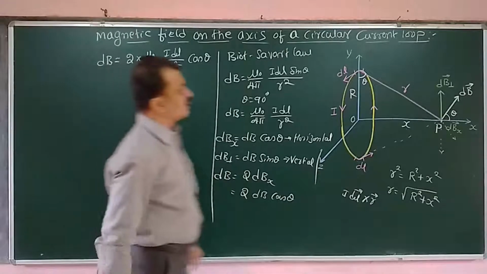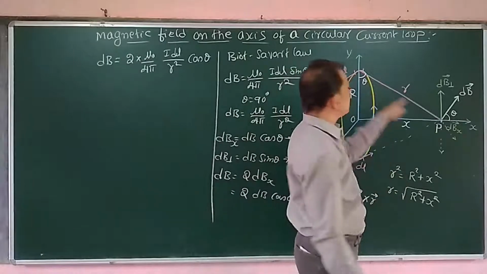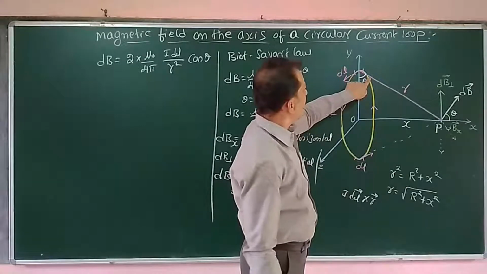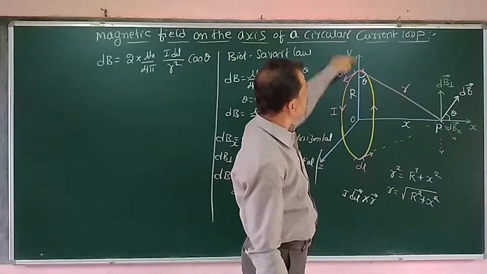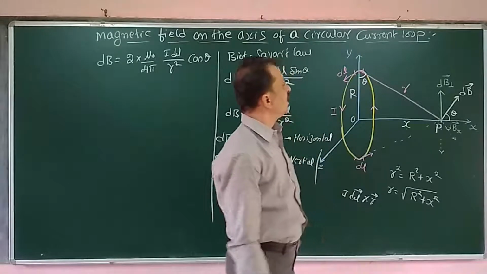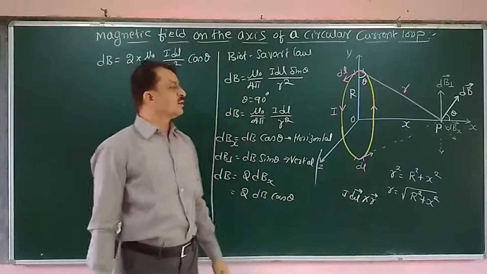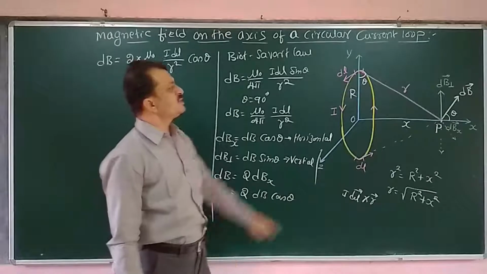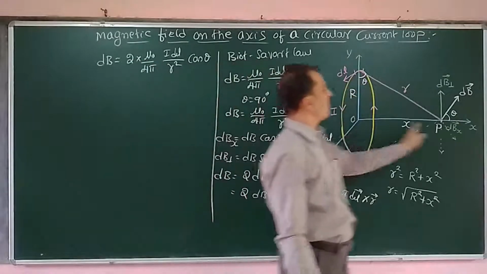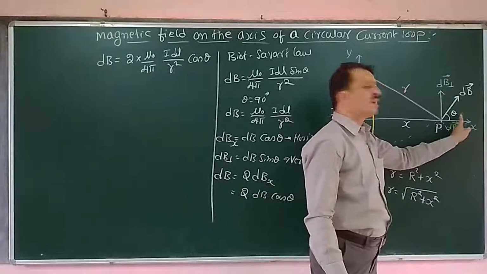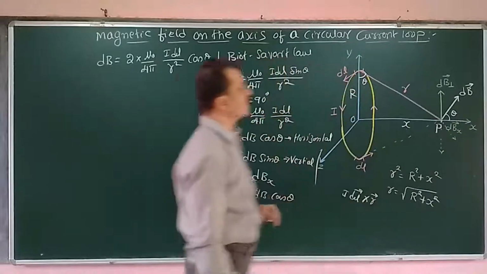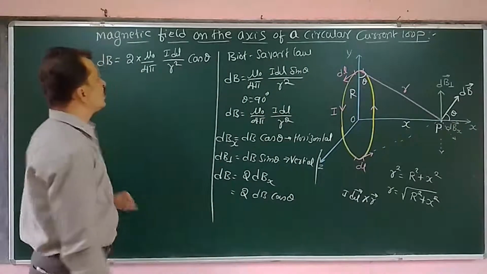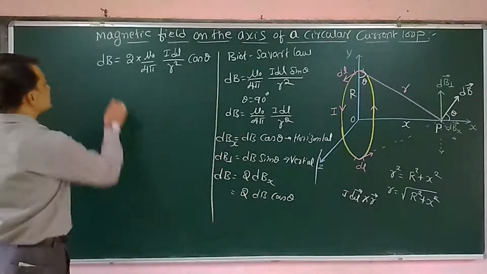Now from this diagram, by geometry, the angle between the y-axis and the line joining the point of the current element is theta, and the same angle is obtained in the horizontal direction. That angle is theta. So therefore, from the diagram, what is cos theta?